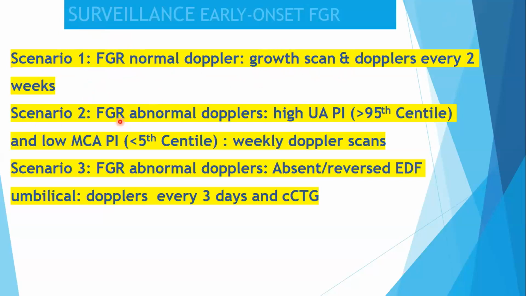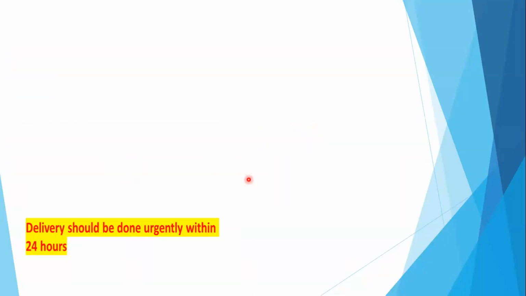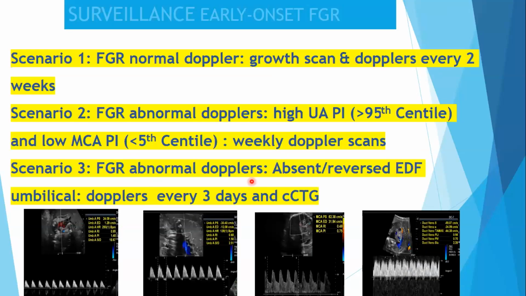Whereas in scenario 2, we have identified fetal growth restriction, and now the Dopplers are abnormal, which may be in the form of high umbilical artery PI and low middle cerebral artery PI. In this case, we want to see these babies every week, and we do weekly Doppler scans. In scenario 3, there's fetal growth restriction and abnormal Dopplers, but in this case, they become severely deranged, whereby there's absent or reversed end diastolic flow. In this case, if we're not yet delivering, then we need to do Dopplers every 3 days. And if available, we'd also want to do computerized CTG. If not available, we may also do the conventional CTG.